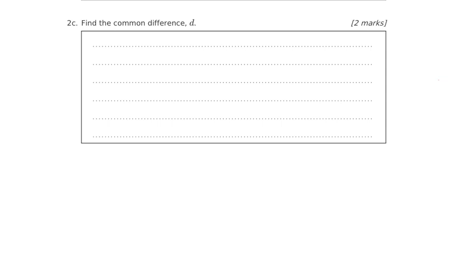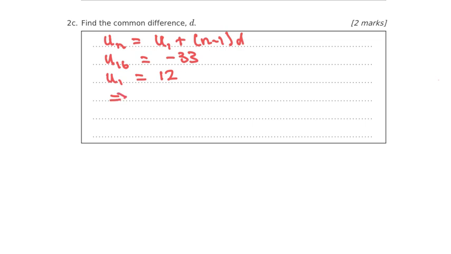2c. Find the common difference. We know that un is equal to u1 plus (n − 1)d. We know that u16 is equal to −33, and we know that u1 is equal to 12. Therefore, −33 is equal to 12 + 15d. Therefore, d is equal to −3.